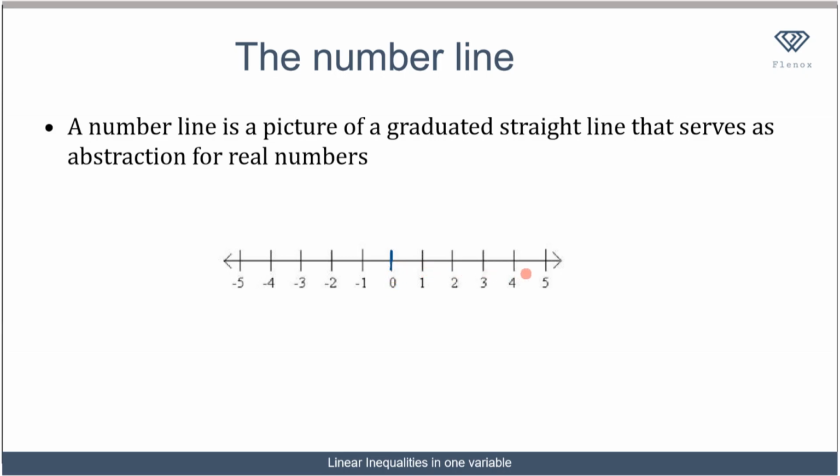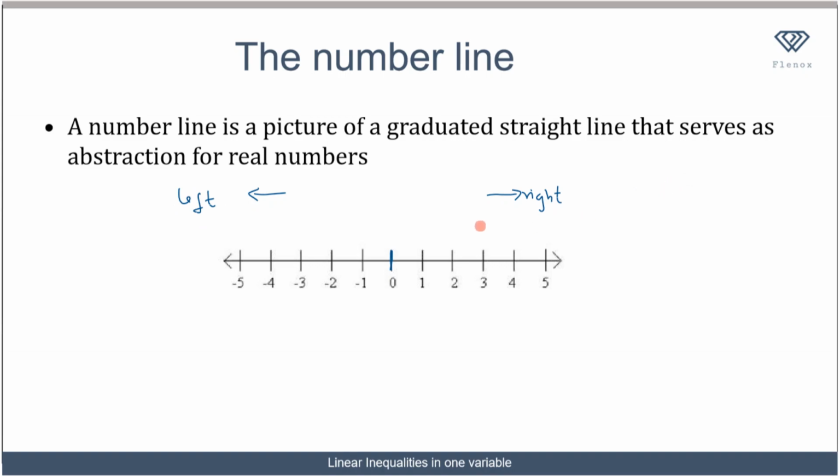All numbers that lie to the right are positive numbers. So you have 1, 2, 3, 4, 5. And all numbers that lie to the left are negative numbers. You have minus 1, minus 2, minus 3, minus 4, and minus 5. That's a number line. So how do you know which number is bigger when dealing with a number line? Numbers that lie to the right are greater than numbers that lie to the left.